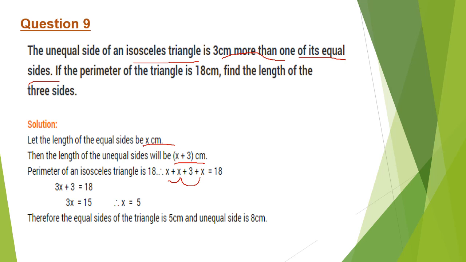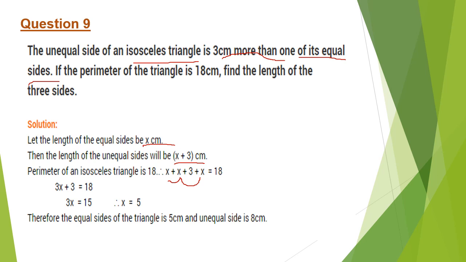Let us add the x's. 1x plus 1x, 2x; 2x plus 1x, 3x. So 3x plus 3 equals 18. If we transpose this plus 3 to this side, it becomes minus 3. 18 minus 3 means 15, children. So 3x equals 15 is the final form.